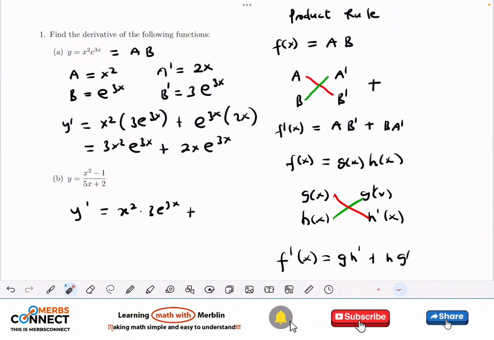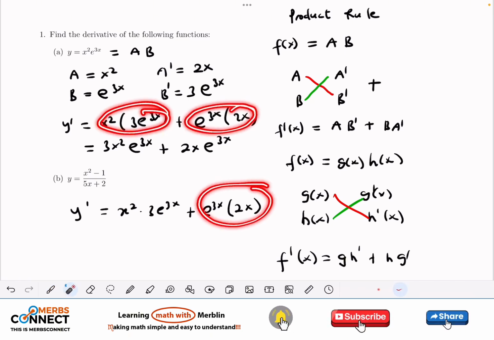The next one should be: maintain the one that you differentiated, which is e to the power 3x, and then differentiate the one that you maintained. So I'll maintain e to the power 3x and then differentiate x squared, which gives 2x, the same thing here.